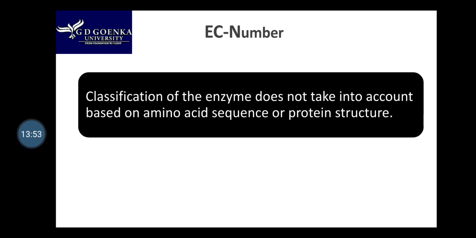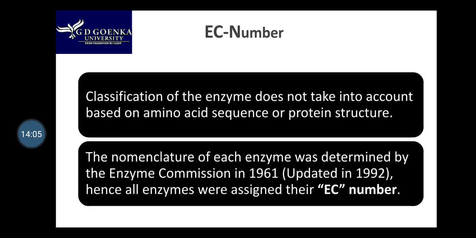So the enzymes were classified based on the type of chemical reactions, not on the amino acid sequence or protein structure of the enzymes. The nomenclature of each enzyme was determined by the Enzyme Commission in 1961, and then it was updated in 1992. Hence, all enzymes were assigned their EC number. This Enzyme Commission code, or enzyme code, was given in 1992.